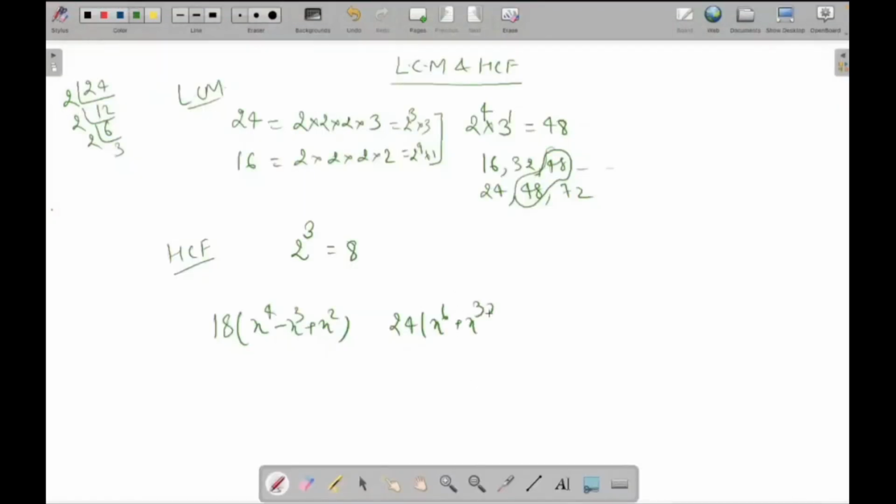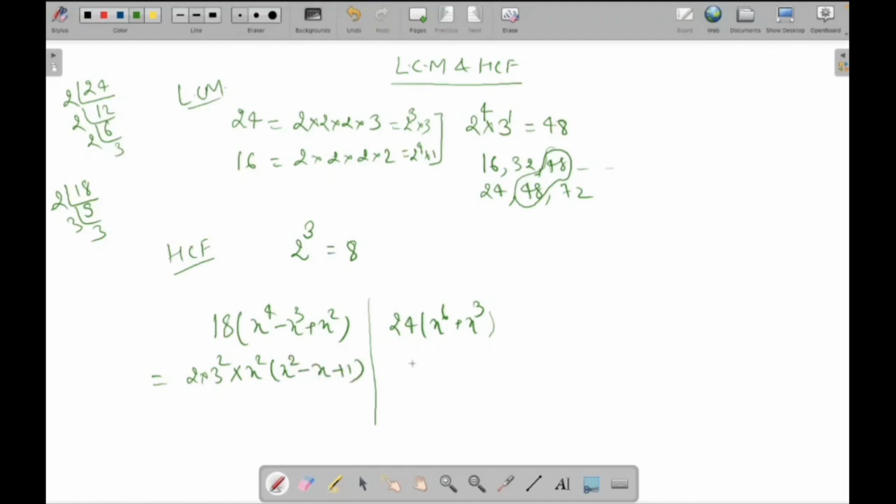Now I have to factorize these two. You've learned factorization in standard 8 itself, but we will still do it now. So 18 also needs to be factorized: 2 into 9, and then 3, so this is 2 into 3 square. In x to the power 4 minus x cube plus x square, I can take x square common, so here I will have x square into x square minus x plus 1.